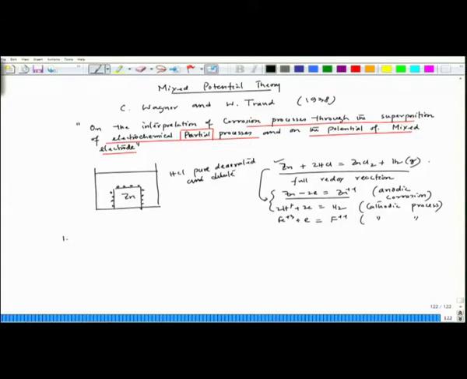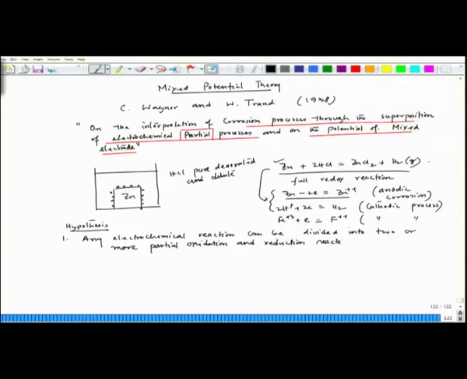So, from there the first hypothesis has been drawn. This says that any electrochemical reaction can be divided into two or more partial oxidation and reduction reactions. This is the first hypothesis from C. Wagner and W. Traud in 1938. This is the hypothesis of the mixed potential theory.